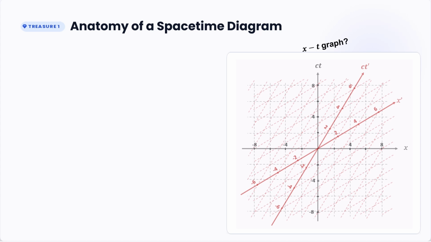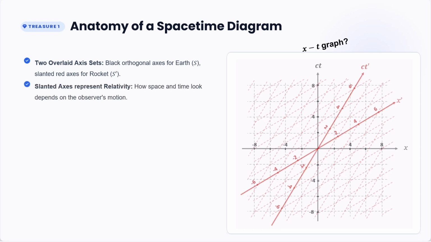Well, did you find the clues? That's right, this is an evolved form of the xt graph, but there are 3 crucial differences. First, 2 sets of graph axes are overlaid on top of each other. Second, the red set of axes is slanted. Third, the vertical axis isn't just t for time, it says ct. Looks pretty mysterious, right? But don't worry, we'll hack through them one by one.